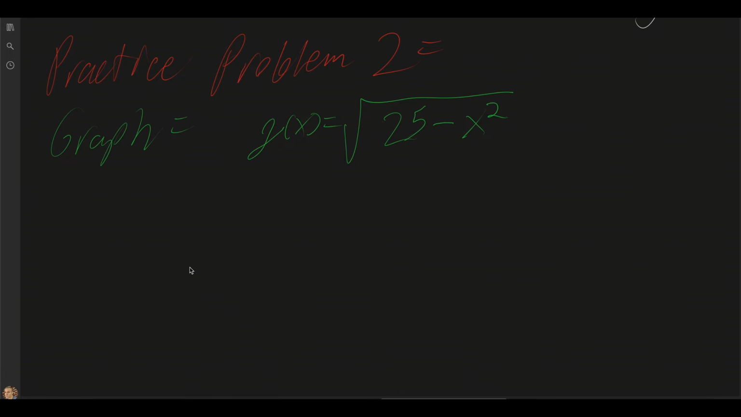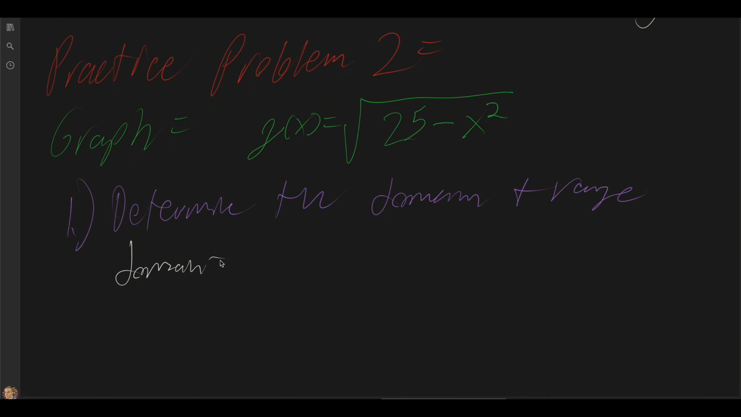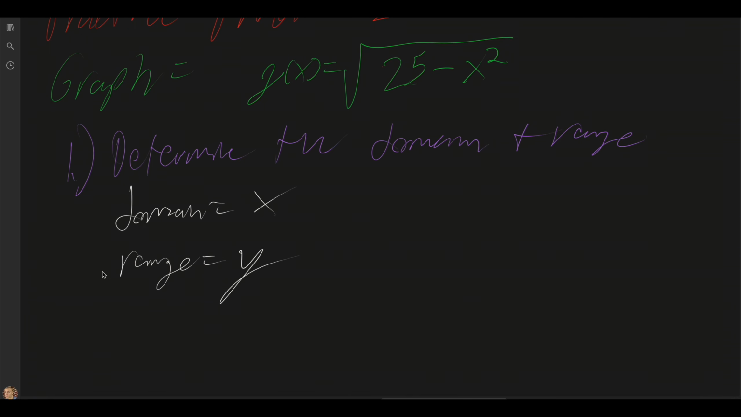So in our second practice problem, we have g of x is equal to the square root of 25 minus x squared. So remembering our steps that we have: 1, we've got to determine the domain and range. Domain referring to x, range referring to y. And the second part, determine the vertex.